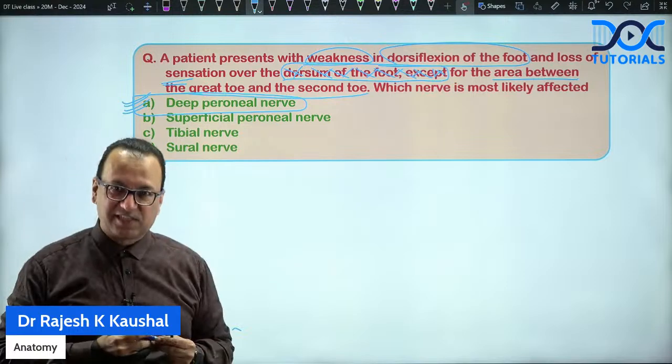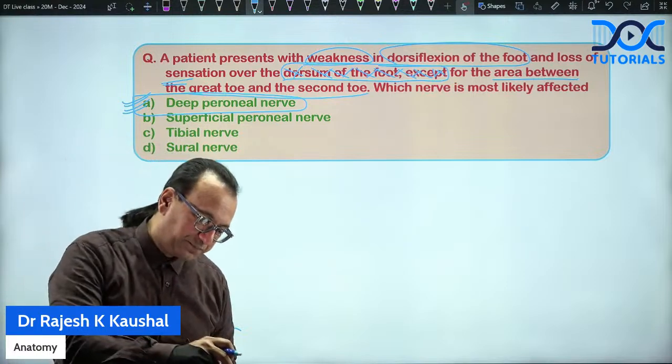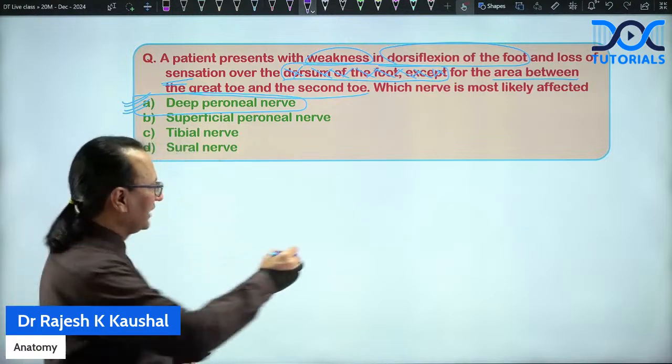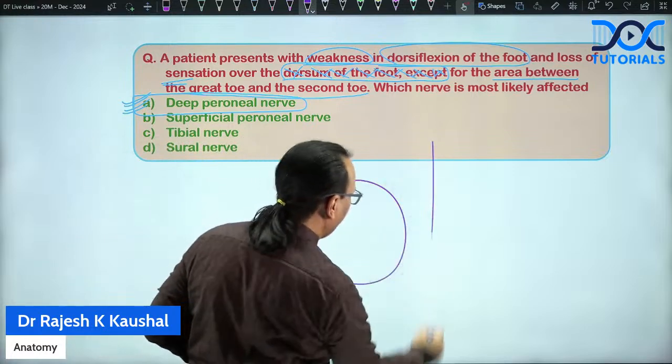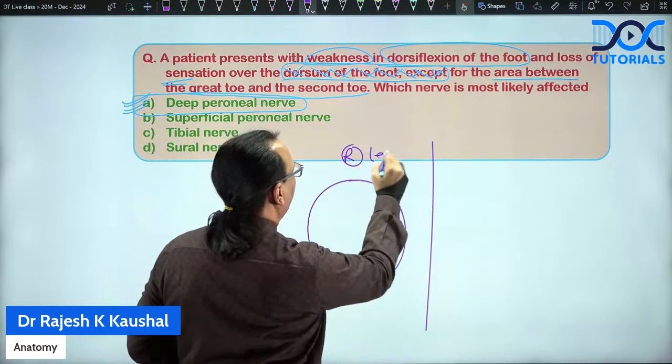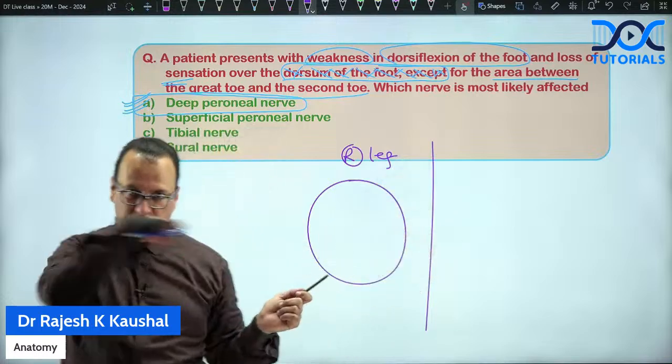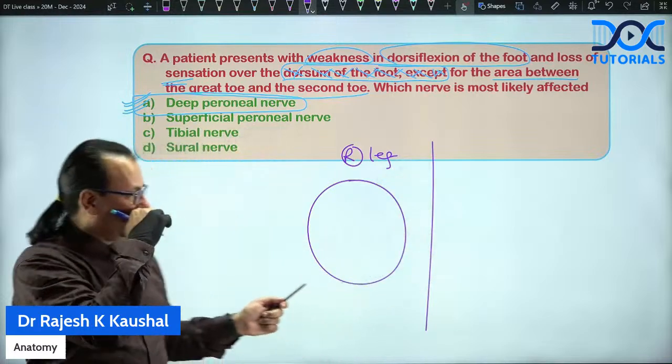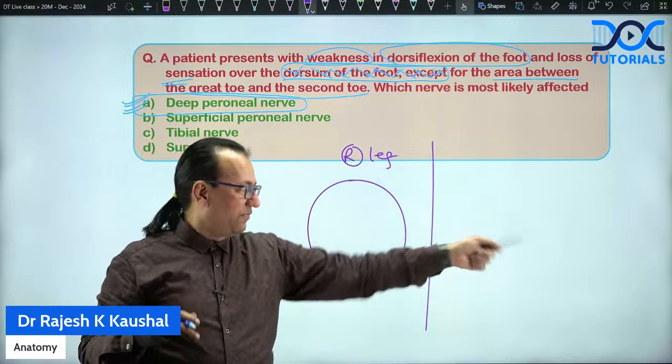Now, why is that the answer? Let us find out. If you take a transverse section, say this is the midline, and this is the right leg. In the right leg, you take a transverse section. So, midline of the body, left and right leg.